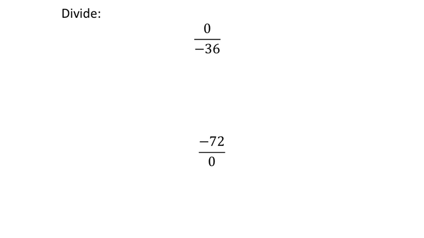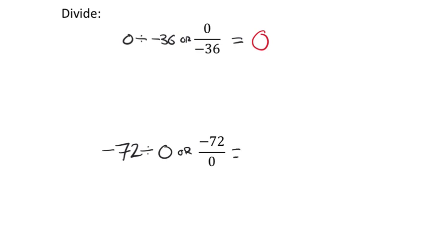Now it's set up a little bit differently, but you could rewrite it if you'd like to. The first one would be 0 divided by negative 36. It's exactly the same, but the 0 is first, or on the top, which makes the answer 0. The second one, if you wanted to rewrite it, would be negative 72 divided by 0. It's exactly the same. But with 0 on the bottom, it would be undefined, which we can just write as DNE, does not exist.